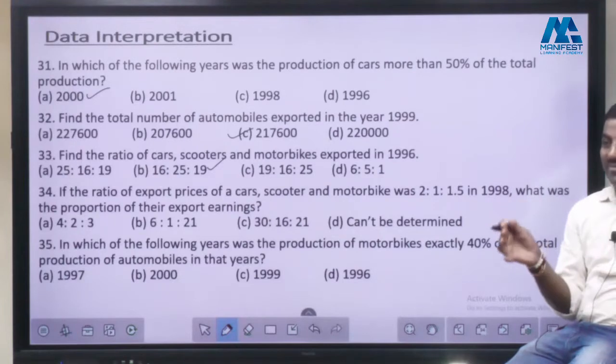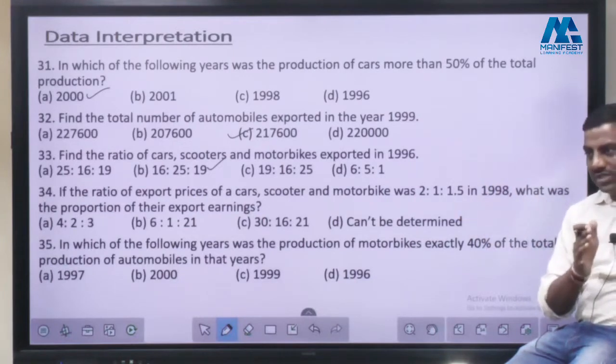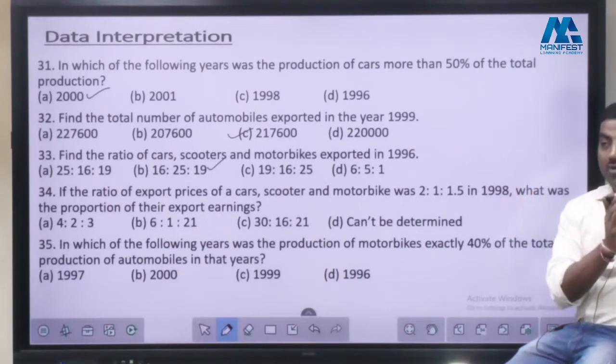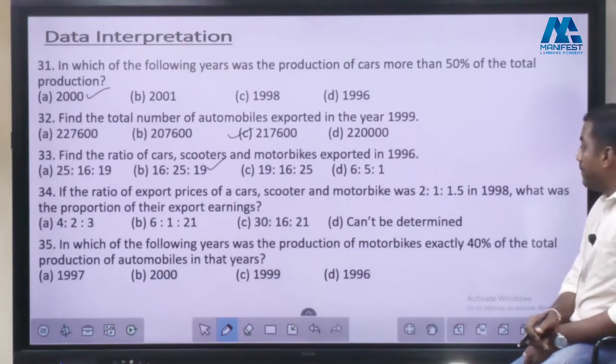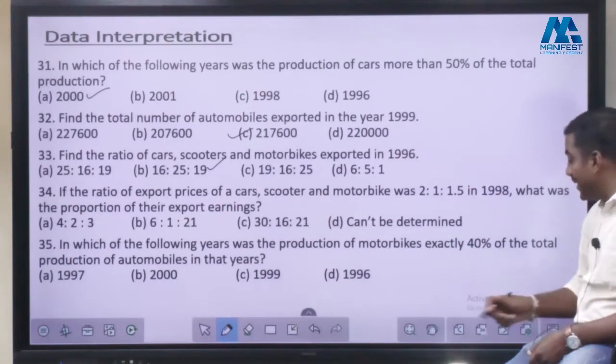If you are given this job to calculate how much revenue we are earning out of the sale of these items, then you will do the same thing. Production, then export, how many units we have exported, then for each unit how much is the cost, then you will get the overall cost. Yes, so let us find out the proportion of their export earnings. Same thing. Ratio of export prices is 2:1:1.5 in 1998.